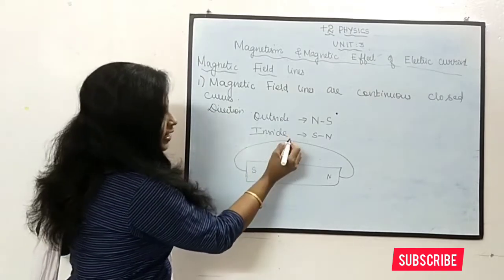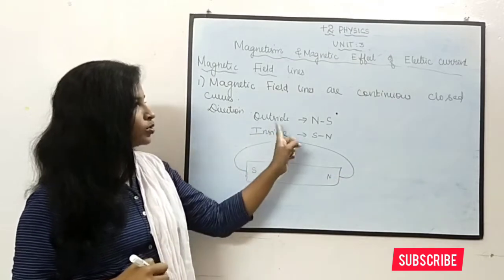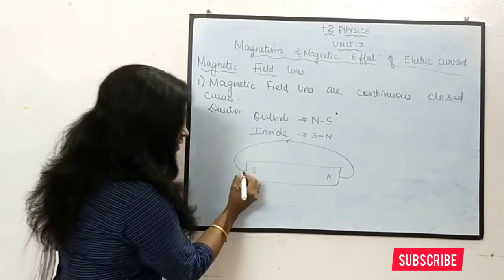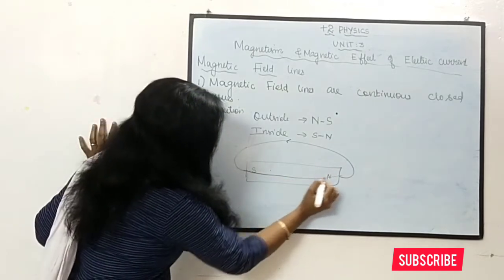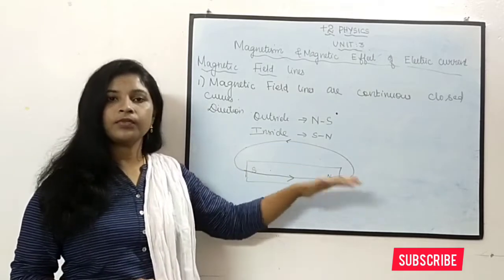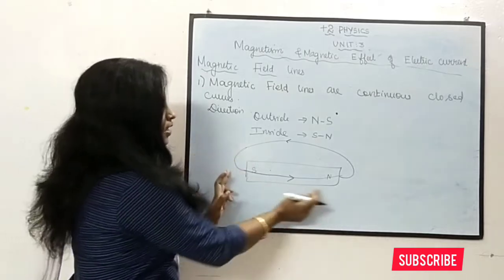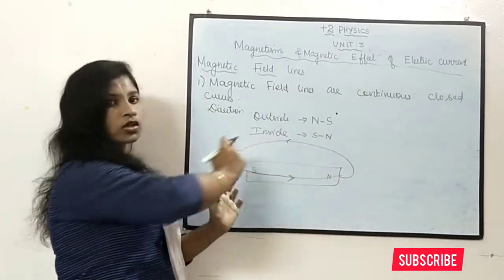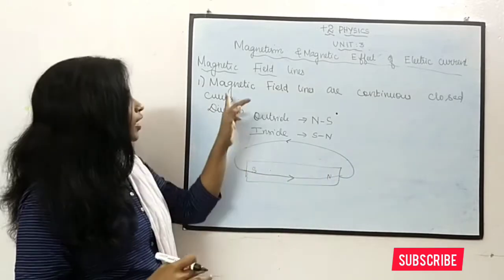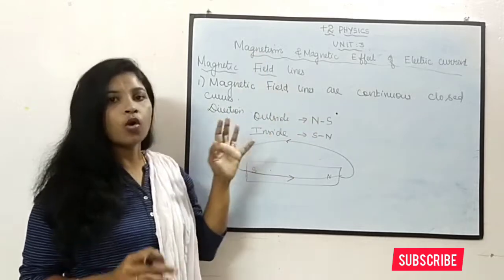That is outside the magnet. So this is the direction of the magnetic field, north to south. Outside the bar magnet the direction is north to south, and inside the direction is from south to north. So it forms a continuous closed loop. There will not be a break at any place; it will be continuous. So the first property is that magnetic field lines are continuous closed curves.